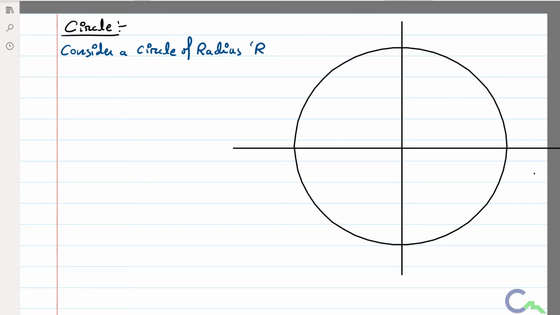I will take capital letter R. I will consider here, if this is the circle, the centroidal axis will pass through the center of the circle. Therefore, this will be the CG. So the horizontal centroidal axis I will take as XX, and the vertical centroidal axis I am going to take as YY.